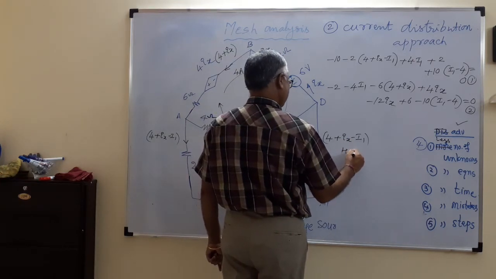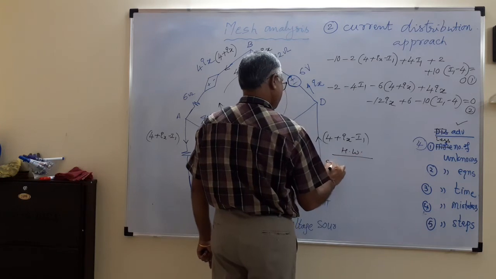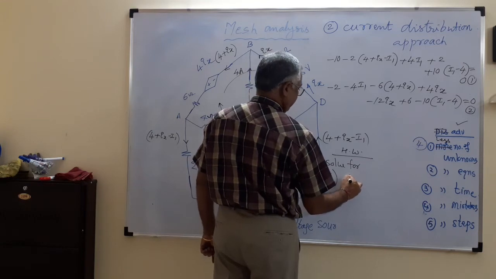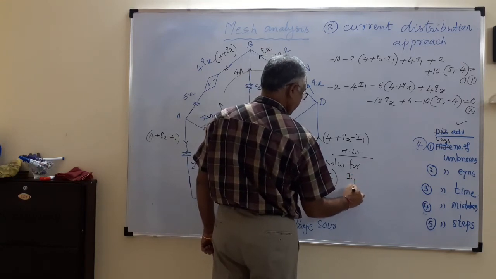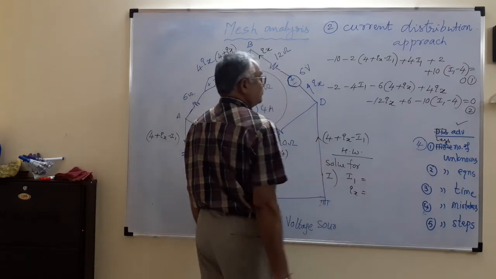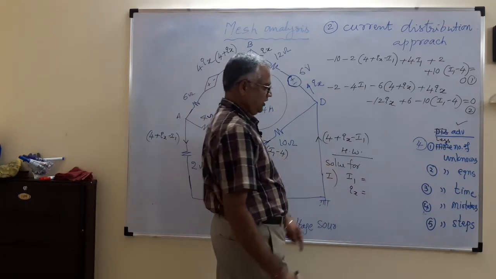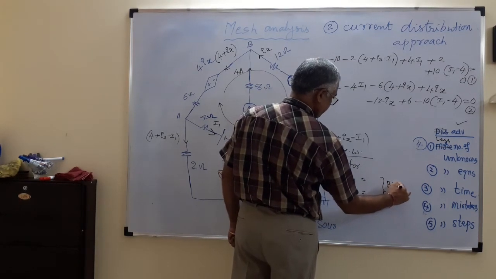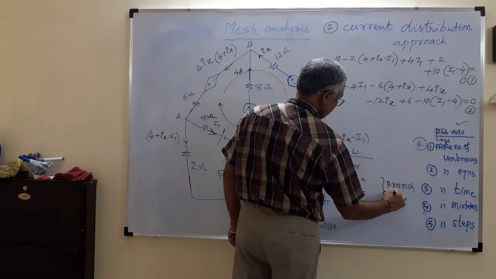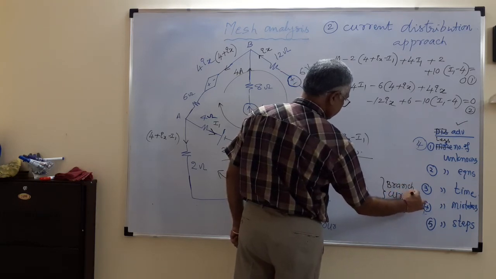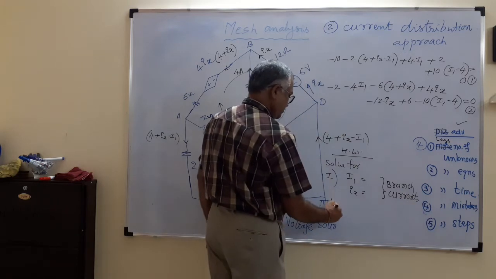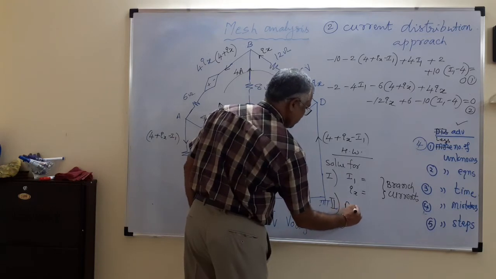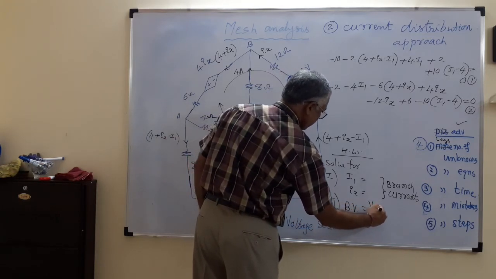Again homework is: solve for the first step, I1 and Ix. After solving you get I1 and Ix only. We are calling them branch currents. Branch currents, no more loop currents. Now from the branch currents find out the branch voltage. How to find branch voltage?